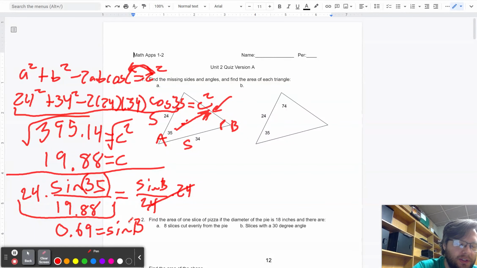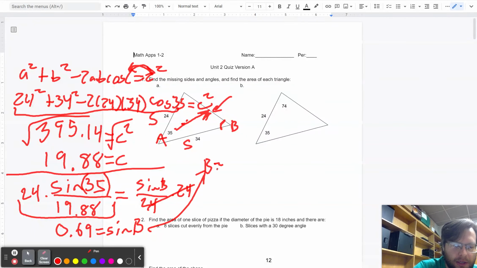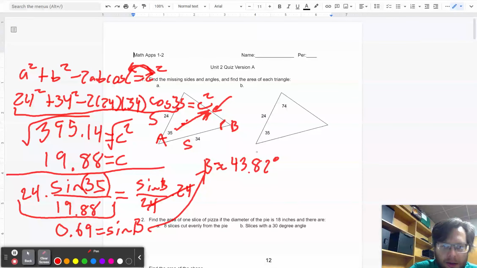And then I do the inverse sine of the answer I just got. And so I get that B is approximately 43.82 degrees. Okay. Now I want to double check that that matches up in the pattern. And the pattern is that your biggest angle should be opposite your biggest side, your medium angle opposite your medium side, your smallest angle opposite your smallest side.